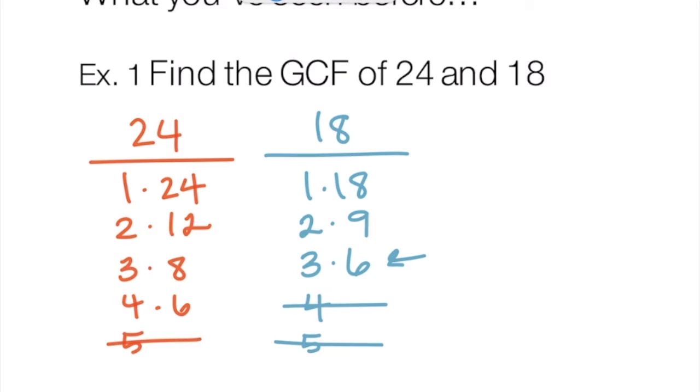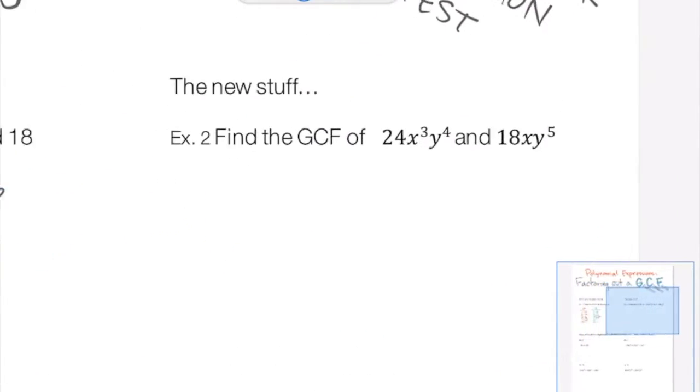Now we just look for what the two lists have in common. Notice they both have a 2 in common and a 1 in common, and even a 3 in common. But the biggest thing that they have in common is a 6. So if we wanted to find the GCF of 24 and 18, we would say that the greatest common factor is 6.